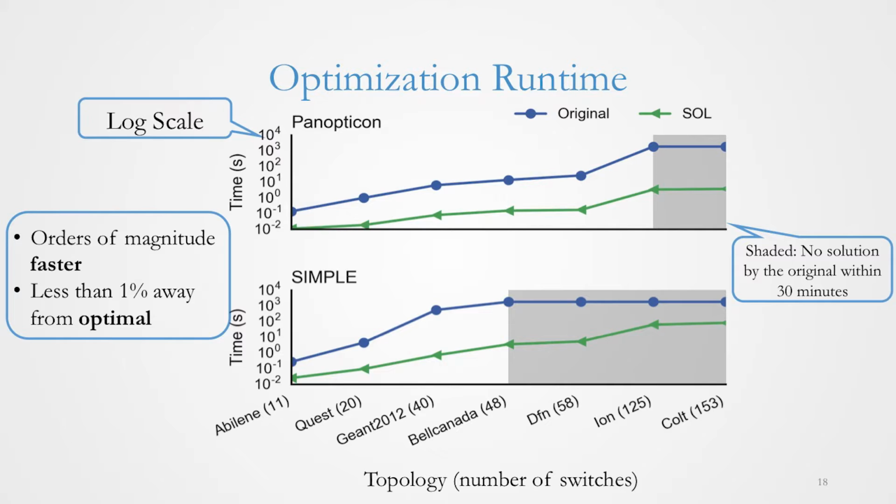The shaded regions mean that the original did not complete within half an hour, right? So we just decided to cut it off. We didn't think it was worth it to run it longer than that. And so the takeaway here is that the SOL implementation is actually orders of magnitude faster than the original integer linear program that was formulated in this paper. And in all of these cases, we are less than 1% from being optimal.